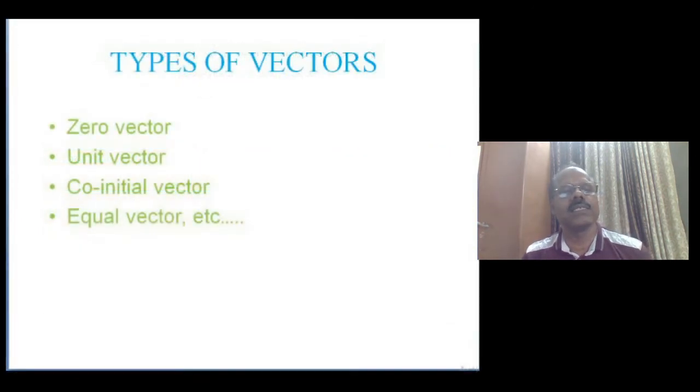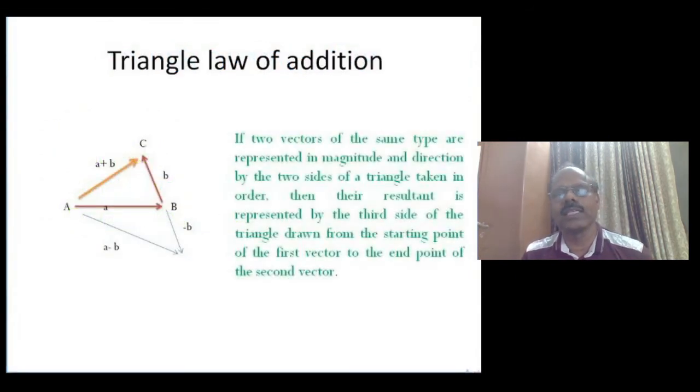Then types of vectors: zero vector is there, unit vector is there, co-initial vector is there, equal vector is there, and then collinear vector is there, non-collinear vector is there. So many types of vectors are there, and the most important thing in the vector system is understanding the addition of vectors. Addition of vectors is very easy to understand, even though it is a little bit different from normal addition.